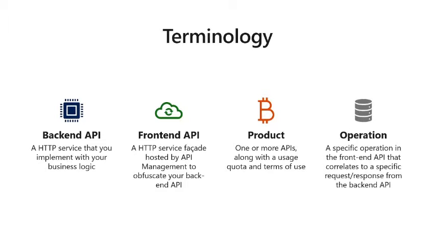API operation. Each API represents a set of operations available for developers. Each API contains a reference to the backend service that implements the API, and its operations map to operations implemented by the backend service.